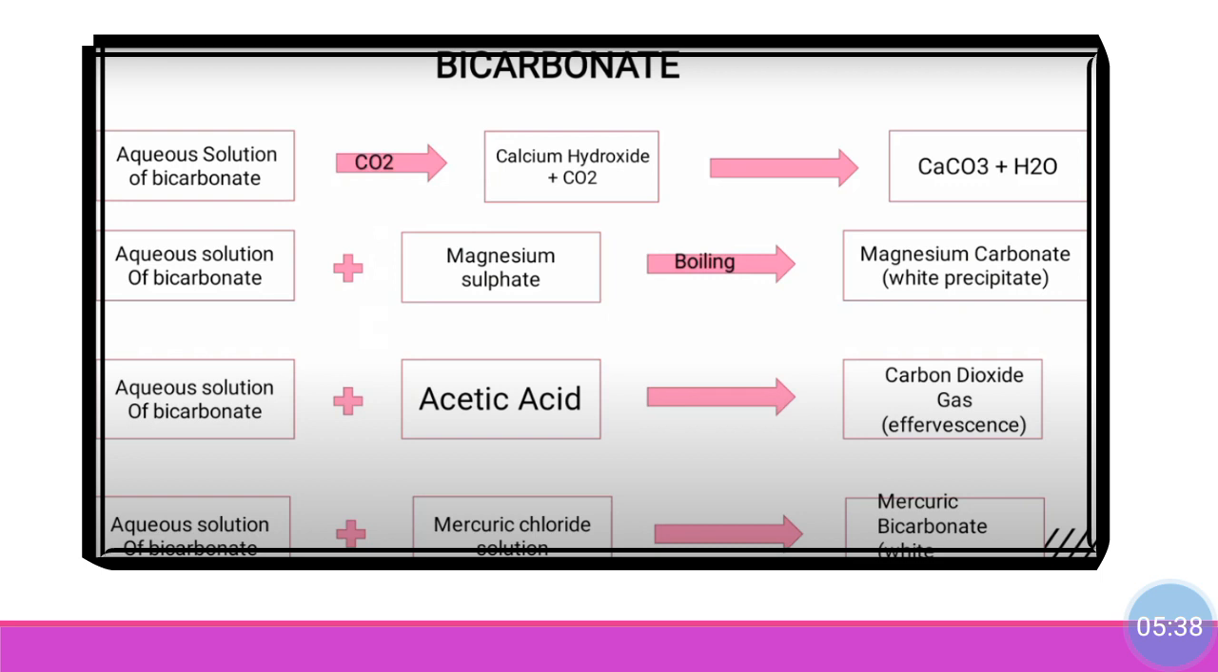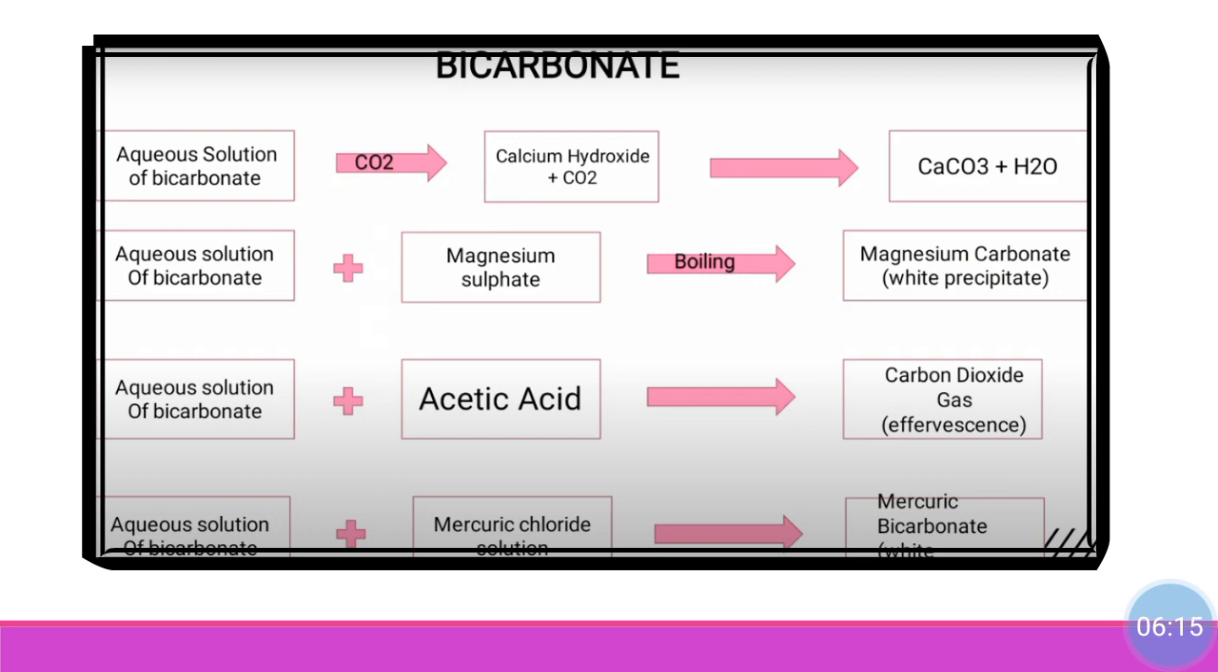Then the aqueous solution of bicarbonate, when it reacts with mercuric chloride solution, there will be mercuric bicarbonate, a white precipitate formed. So the fourth one is aqueous solution of bicarbonate plus mercuric chloride solution. When it reacts, there will be a formation of mercuric bicarbonate, a white precipitate. So these are the tests for the bicarbonate.